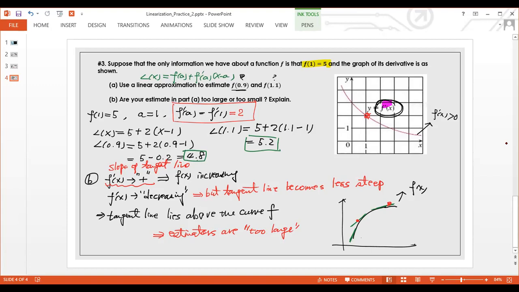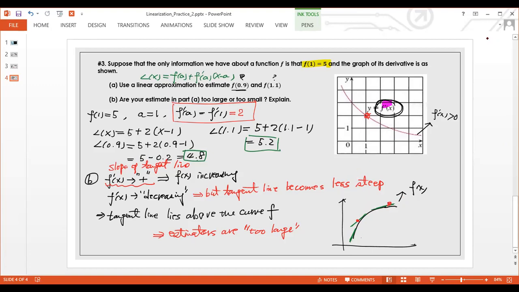So that's why I said part A is not too bad. It's not a big deal as long as you know how to read the graph. But part B is a very good conceptual problem. We tell you f prime of x is all positive. That means f of x has to be increasing. And also f prime of x is decreasing. That means the tangent lines become less and less steep. If the tangent line becomes less steep, that means the tangent line has to sit above the curve. Then the linear approximation will be overestimated.